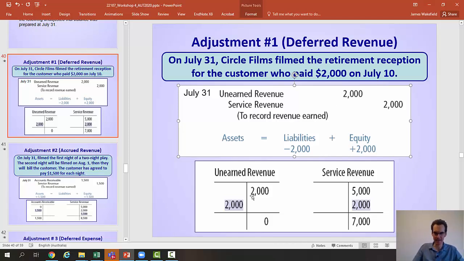So accordingly, if we look down at our T account here, we reduce our unearned revenue liability from 2,000 by 2,000, therefore giving us a balance of 0, and we increase our service revenue from 5,000 by 2,000 to 7,000 at the end of the financial period.